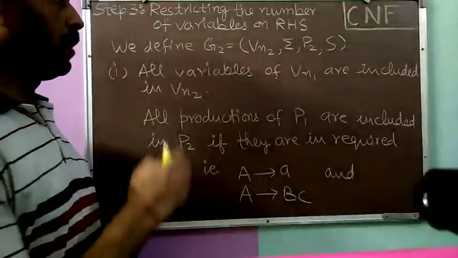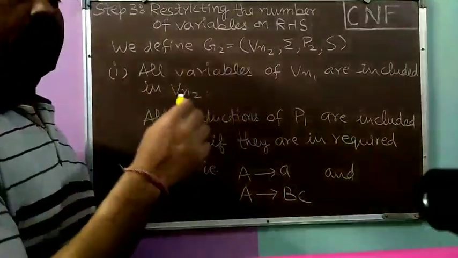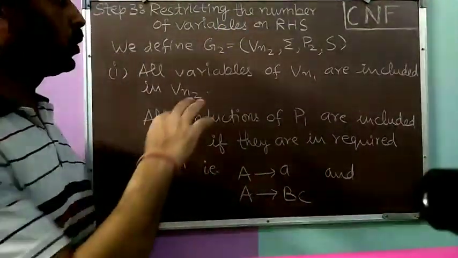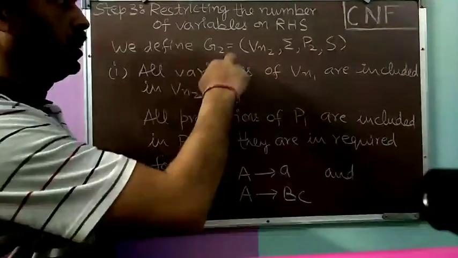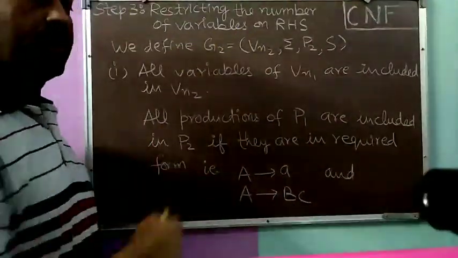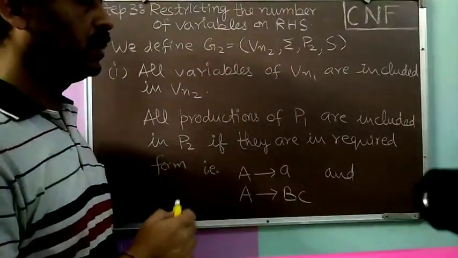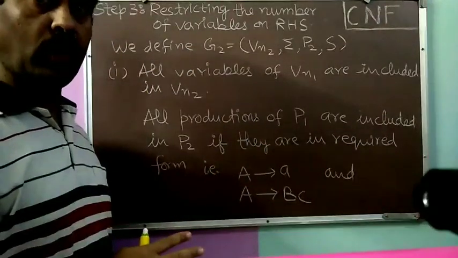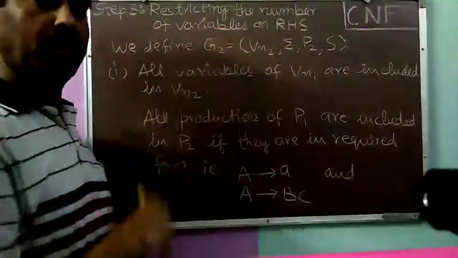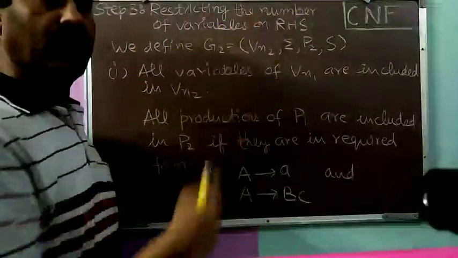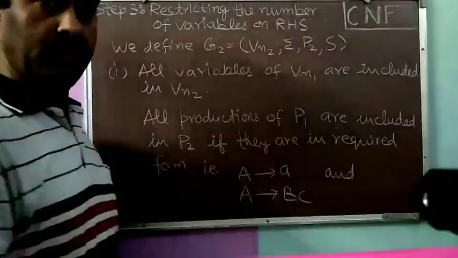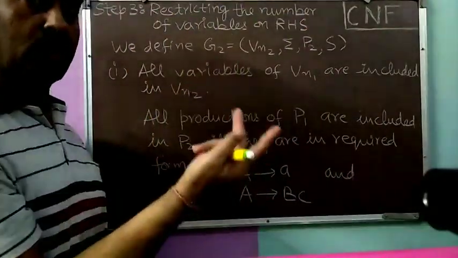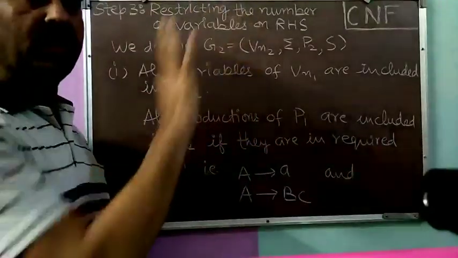Now from step two, we have converted our grammar into G1, and in G1, all the productions which are in P1 will be of two forms: either a variable to a terminal, or a variable to a set of variables, so a set of two or more variables. Only these two kinds of formats will be there in G1.